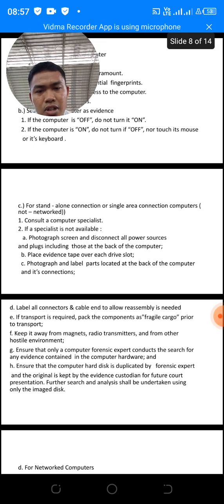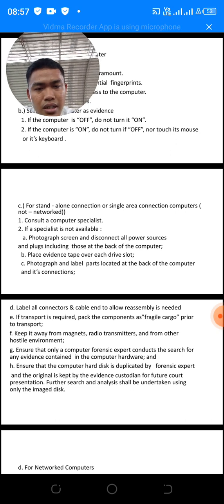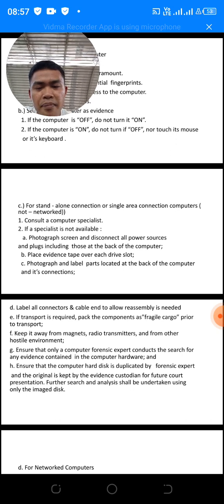Ensure that only a computer forensic expert conducts the search for any evidence contained in the computer hardware, and ensure that the computer hard disk is duplicated by the forensic expert and the original is kept by the evidence custodian for future court presentation. Further search analysis shall be undertaken using only the image disk.